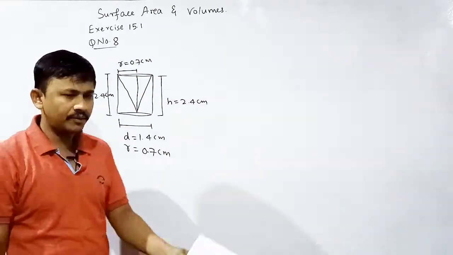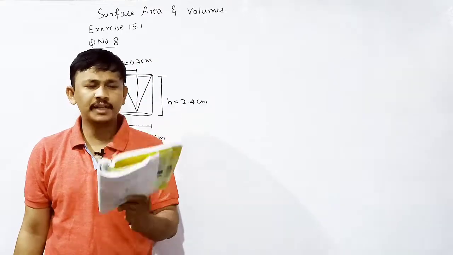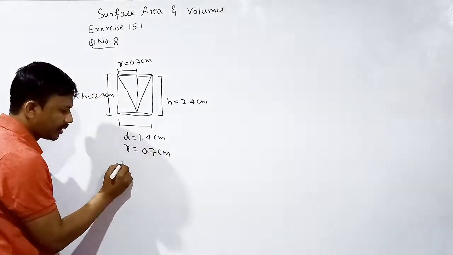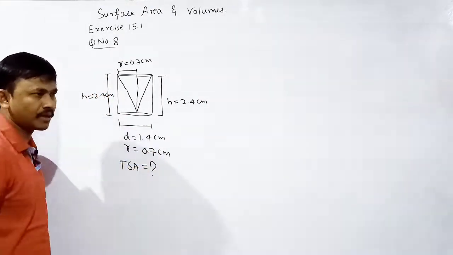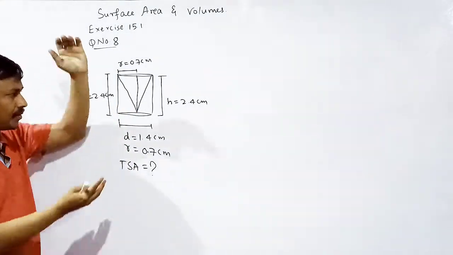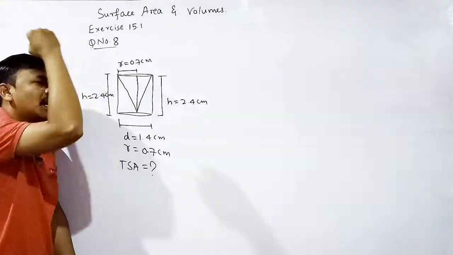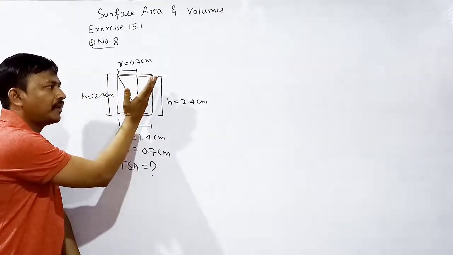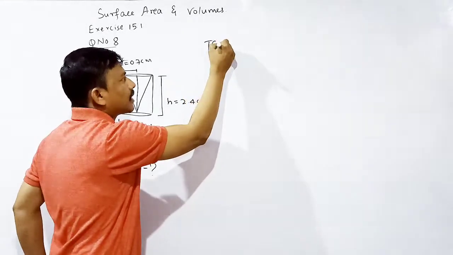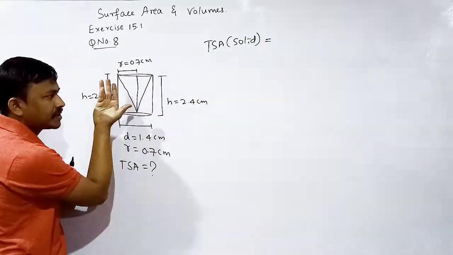Correct? Then what we need to find out? We need to find out the total surface area of the remaining solid. TSA is equal to question mark. Look here. Since it is a solid, we can feel the lower part, and the upper part is carved out. Understood? We also feel the outer surface of the cylinder. The outer surface is nothing but the CSA. The total surface area of the solid is equal to the outer surface area of the cylinder.